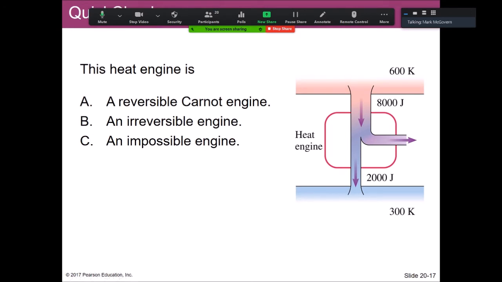What's going on with this heat engine? What do you think about this? Is it a Carnot engine? Is it a less efficient engine? So when I say irreversible engine, translation, it's less than maximum efficiency, or it's impossible.